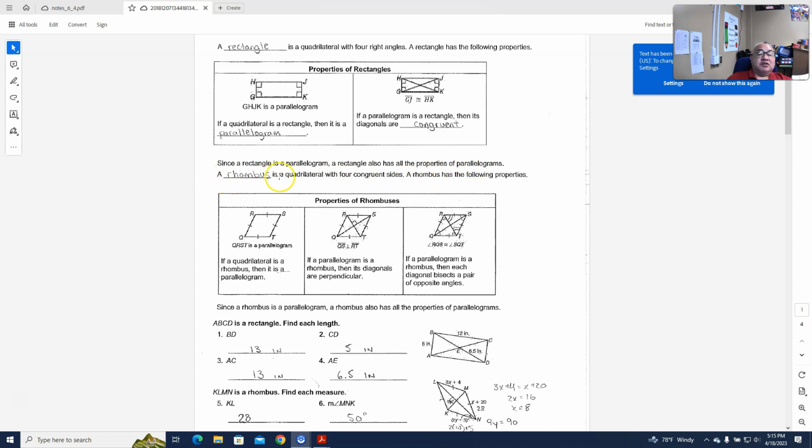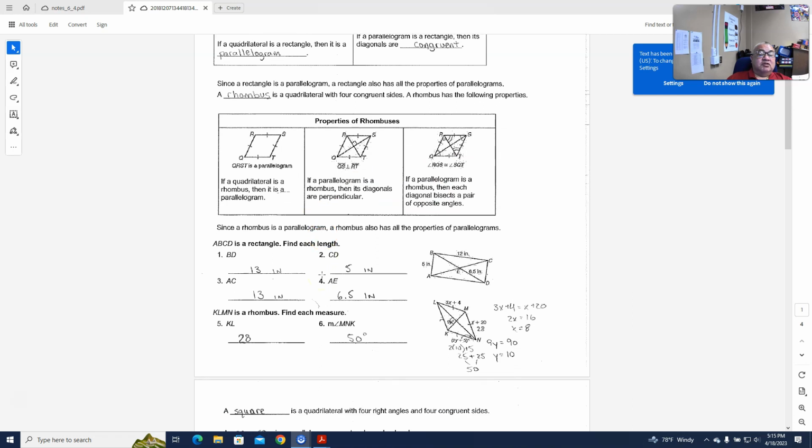A rhombus is a quadrilateral with four congruent sides. A rhombus has the following properties. We know that a rhombus has four congruent sides. The diagonals bisect each other, and they also bisect the angles. So we're going to go ahead and do some problems together.